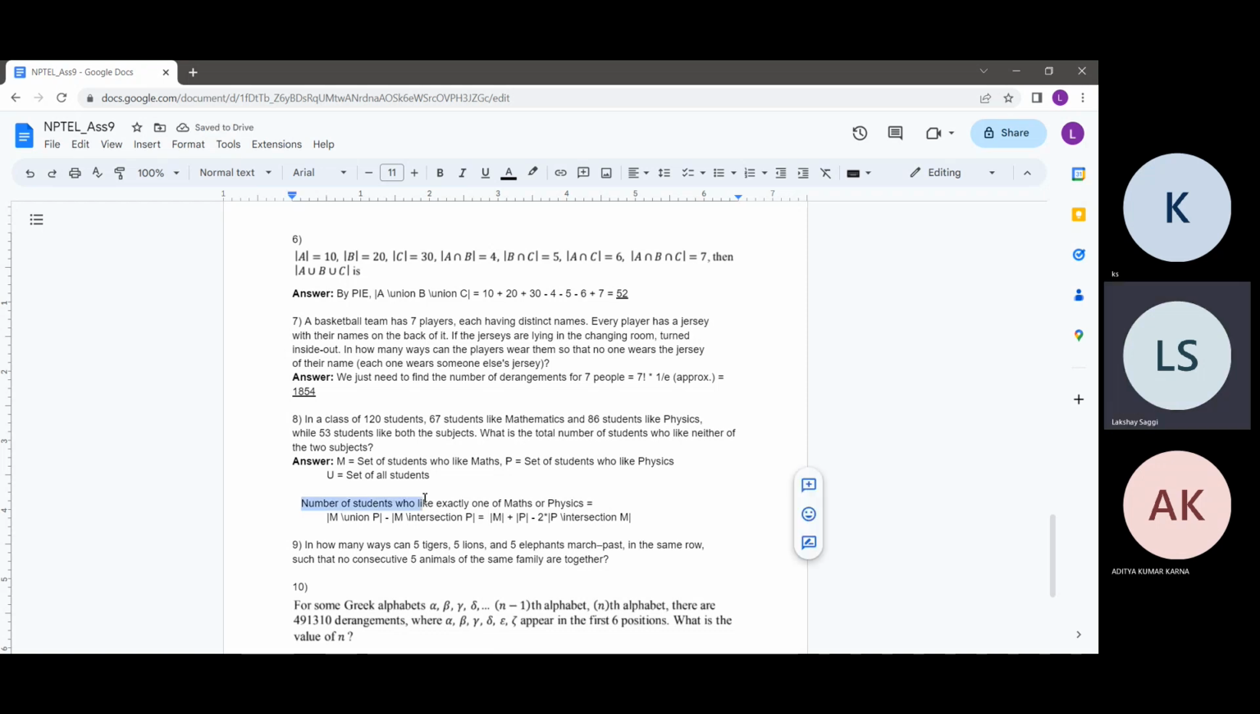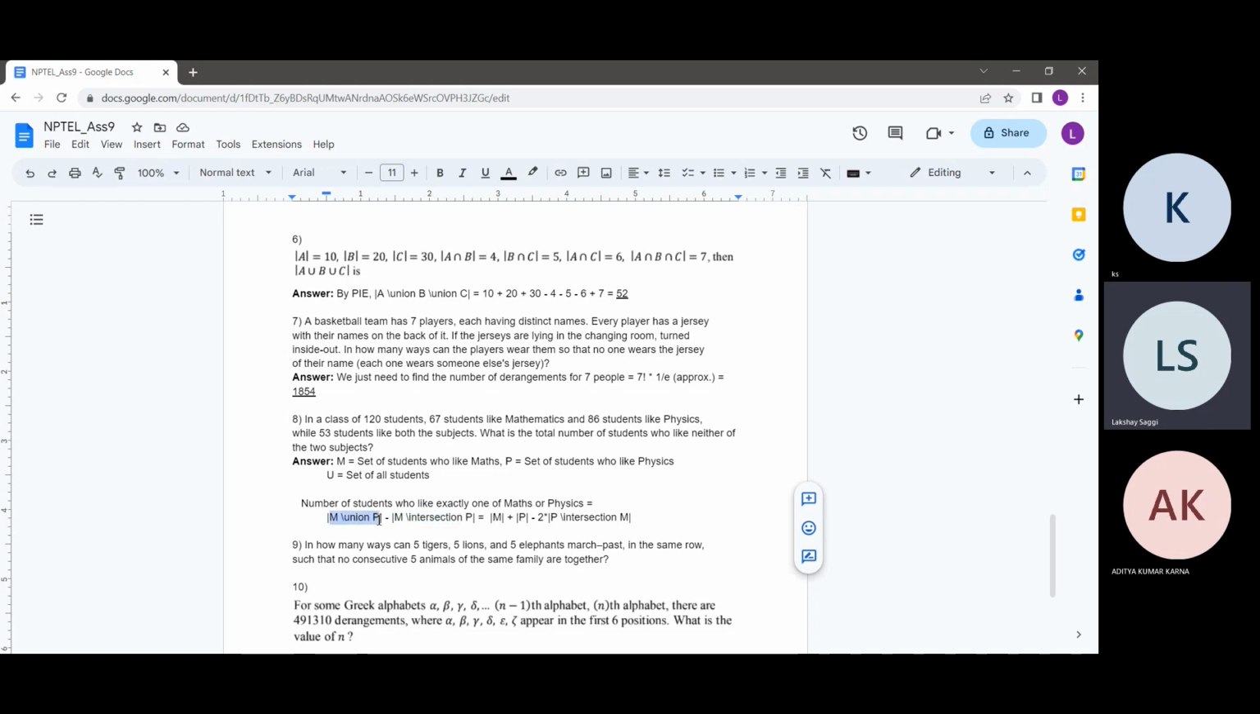So is this clear? The number of students who like exactly one of maths or physics will just be the students in M union P, who like at least one of maths or physics. From that, I'll subtract the students who like exactly two. M intersection P is just the students who like both. So this will be the value of those who like exactly one, right? Because this is at least one and this is exactly two. So at least one minus exactly two will be exactly one only.